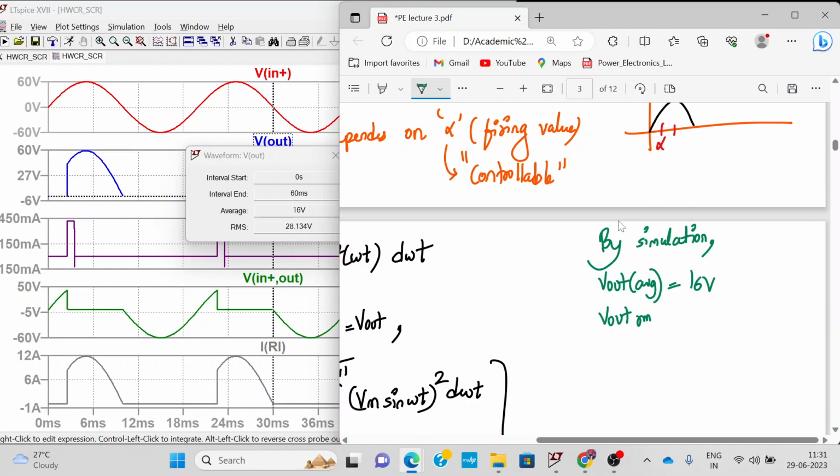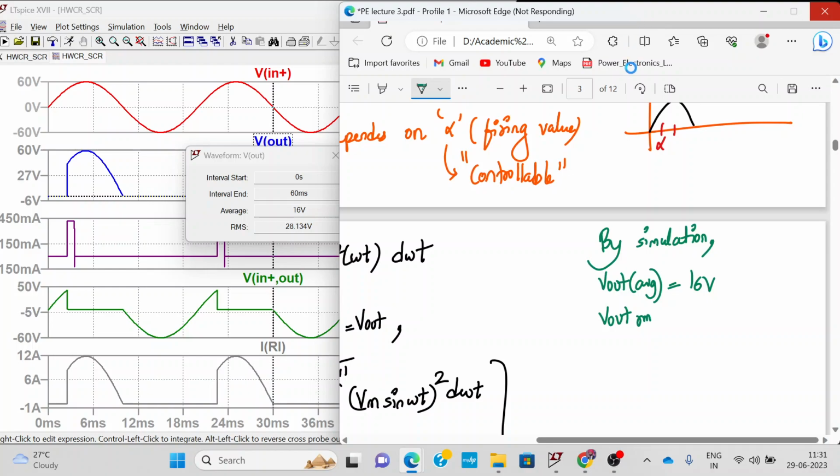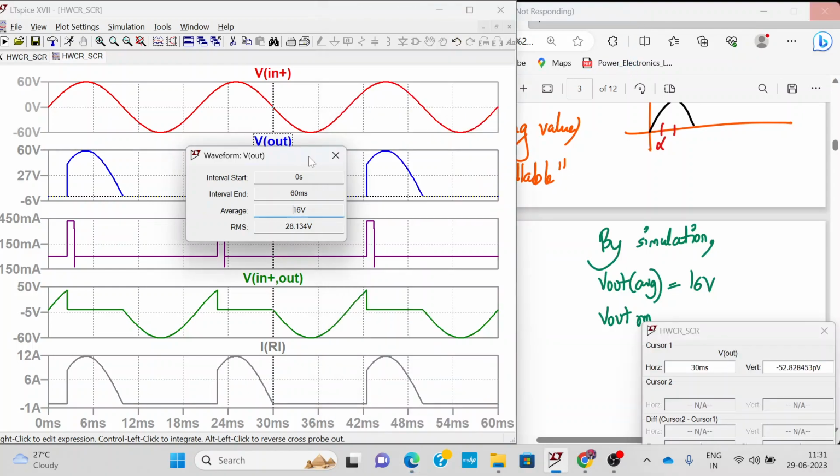okay, just a second. Let me save this file first because it's been on for a long time. It's a little bit unresponsive at the moment.